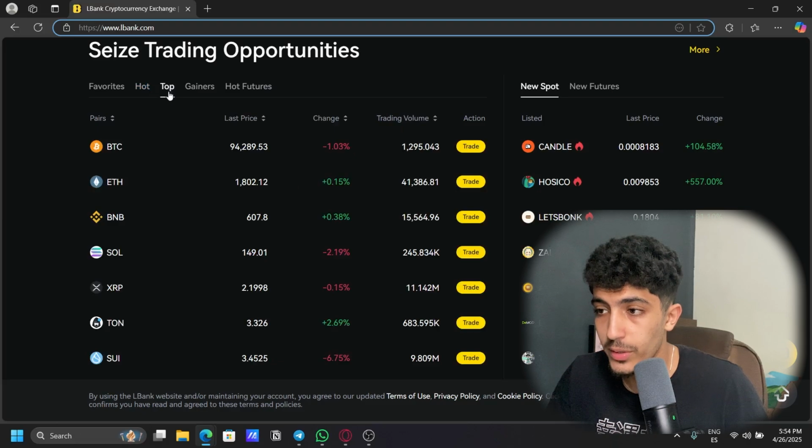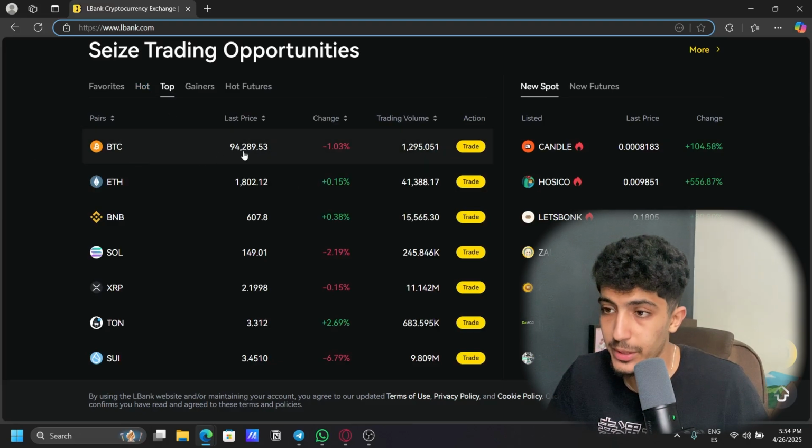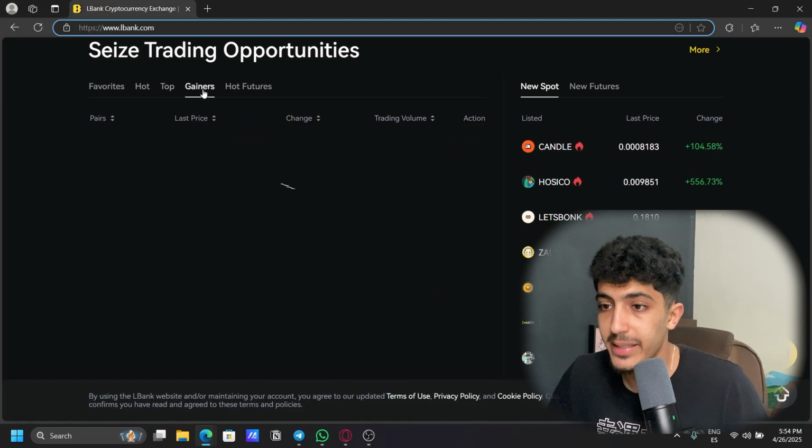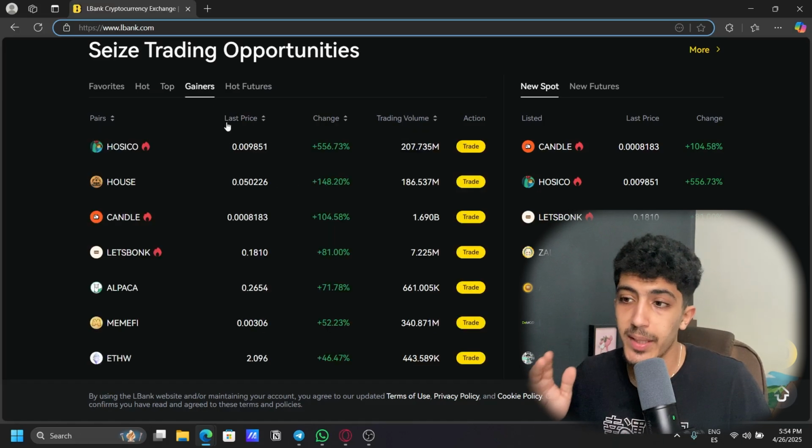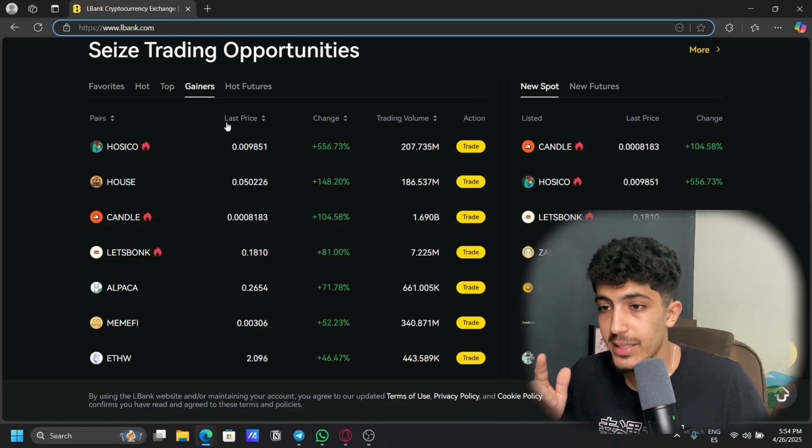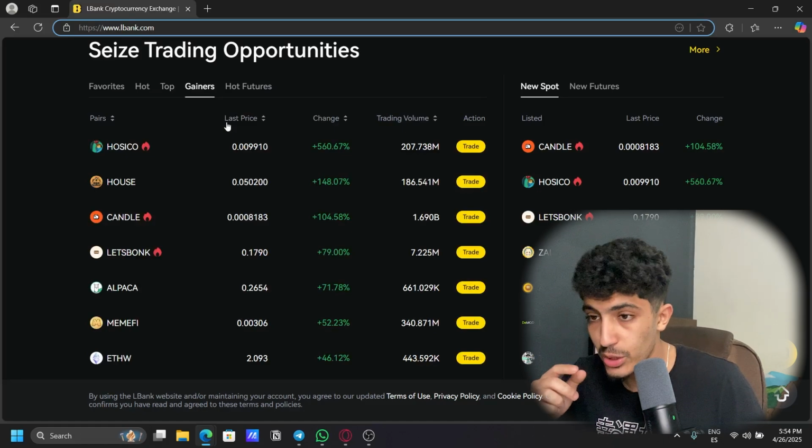Here we have the top coins. So as we see, we have Bitcoin as first, as we know, always. Its last price, here the gainers coins. So we see the coins that have some potential, and we will check the change in 24 hours.